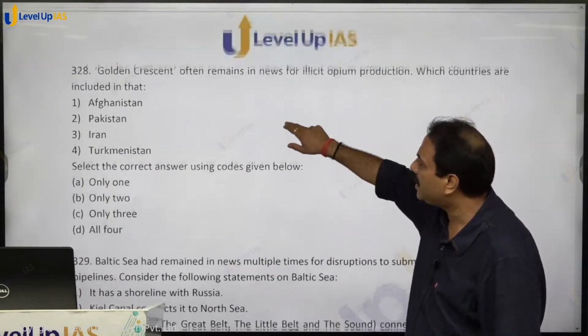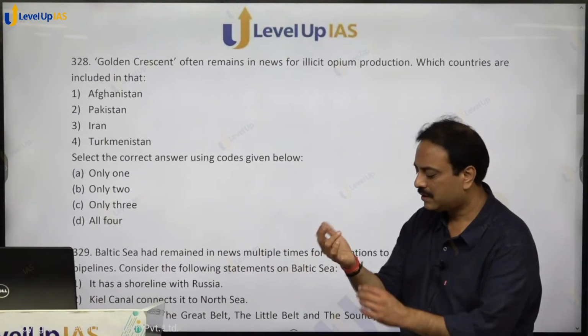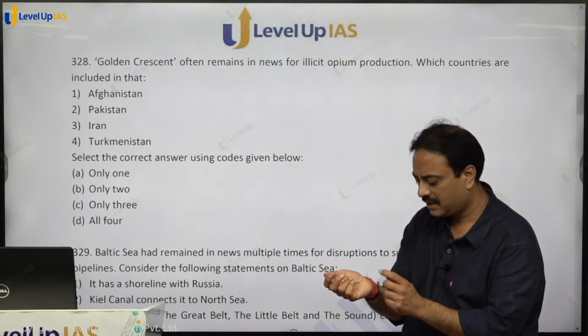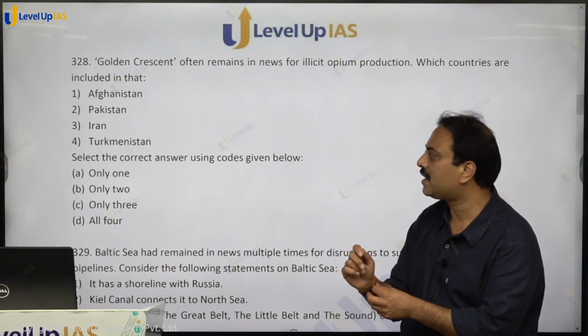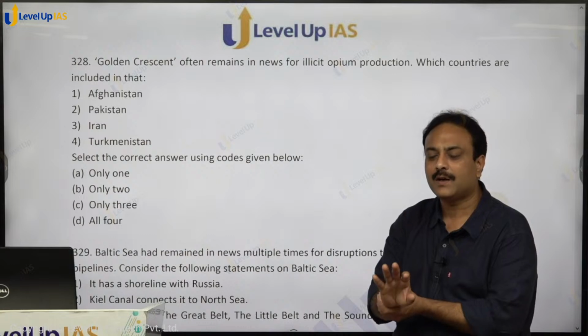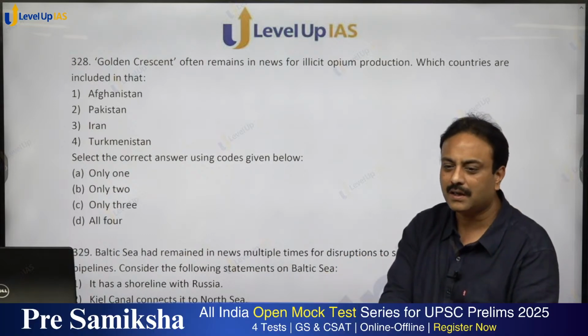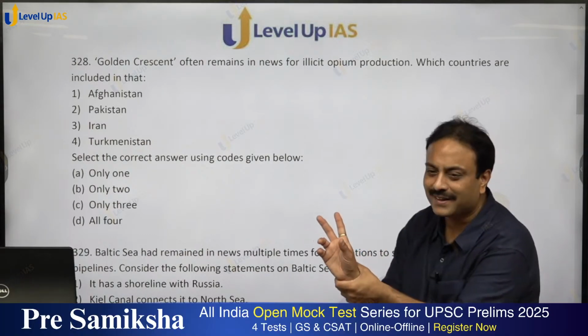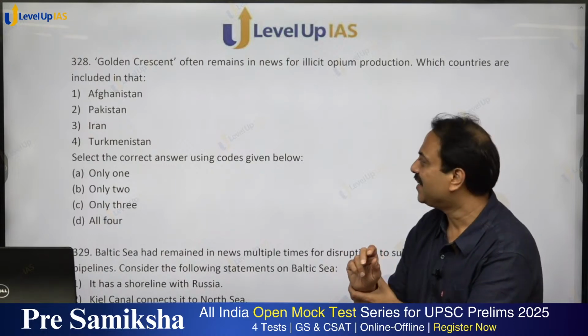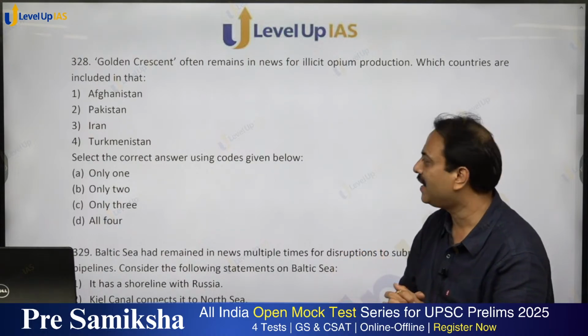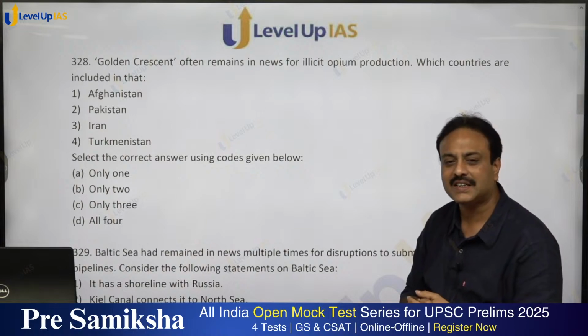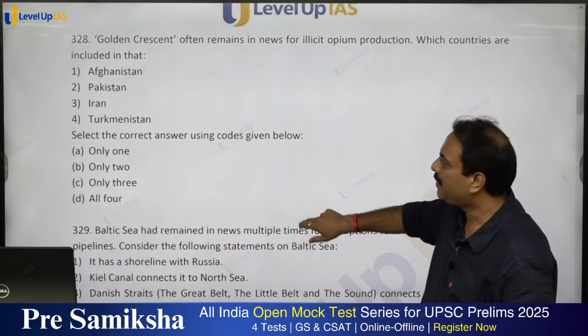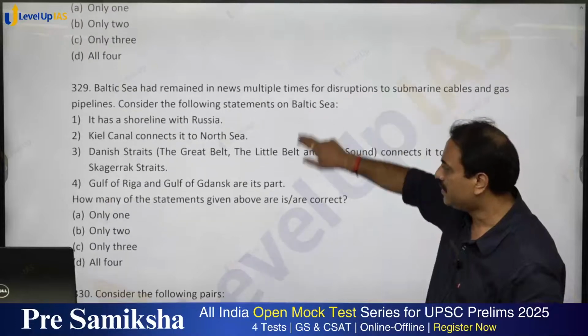In the same manner, there is a term Golden Crescent. So which countries are in it? Pakistan, Afghanistan and Iran. And generally it is said that Golden Triangle produces drugs and it is consumed over here. Golden Crescent: Afghanistan, Pakistan and Iran. So again option C, C for cat, only three will be the right answer for Golden Crescent.